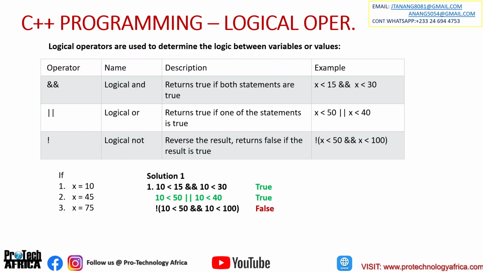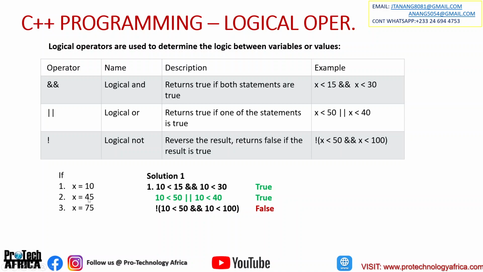False. Now, over here, we have the logical NOT. It reverses the result, returning false if the result is true. So over here, we have not, and then we have the expression: x less than 50 and x less than 100. Both statements are true. But because it has the not, it will return the opposite of that, which is what? False.